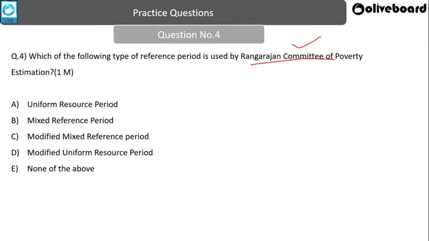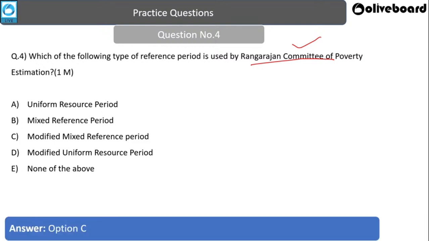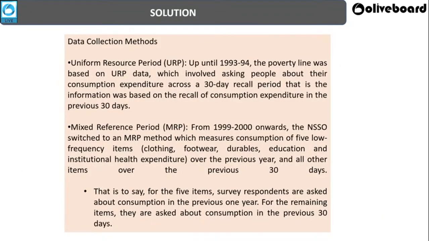Great job, guys. Yes, the answer is C, modified mixed reference period. So this is what the Rangarajan Committee follows, MMRP. Remember that there are three types of reference period as of now, which are used for estimating poverty. One is the uniform, the other is mixed reference, and the third one is the modified mixed reference period. There is nothing called modified uniform reference period, right? So let's know about all of these now. Whatever we saw, uniform resource period, mixed reference period, and MMRP, all of them are nothing but data collection methods which help us estimate poverty.